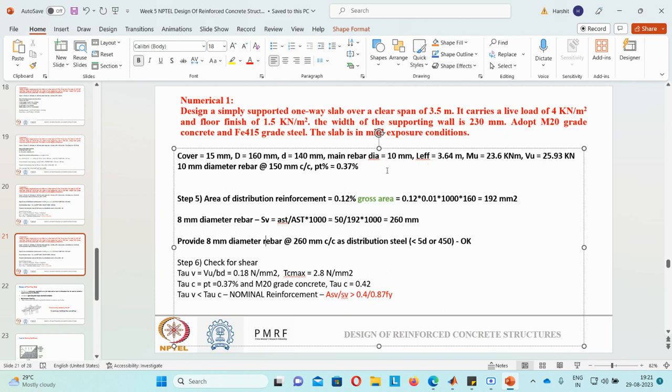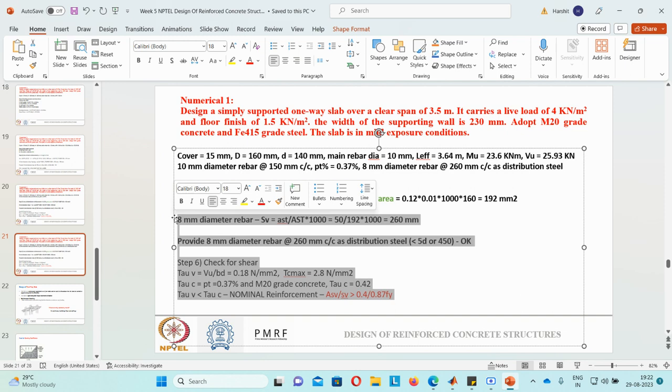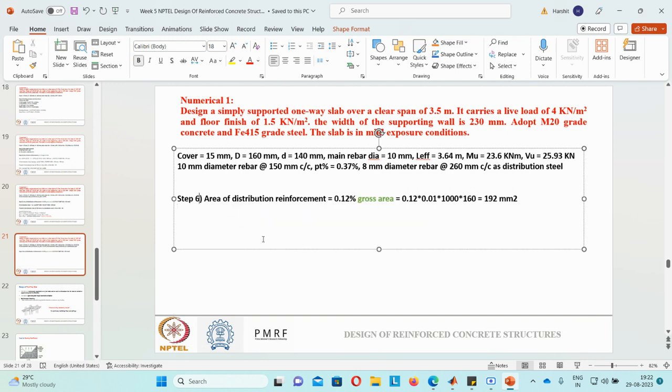Now I will just append the data here. For distribution steel, we have provided 8 mm diameter rebar at the spacing of 260 mm center to center as distribution steel. Now, what is the next step? We need to check for deflection.